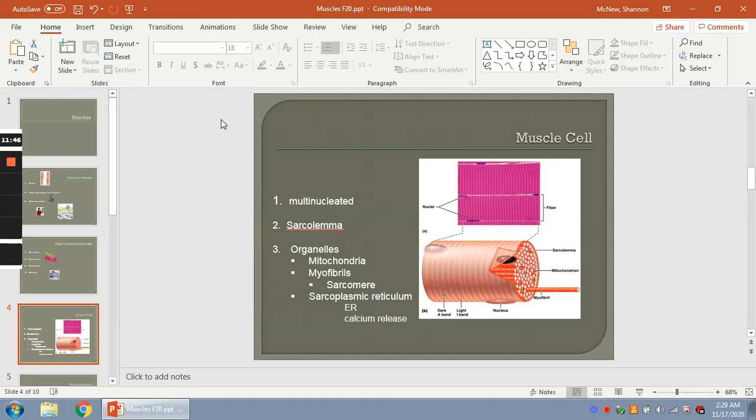So muscle cells look way different than other types of cells in the body. They're long and skinny. Skeletal muscle fibers can be really long. And as we go through the processes, as I'm teaching all of this stuff to you, I'm going to use a skeletal muscle as our muscle cell example.